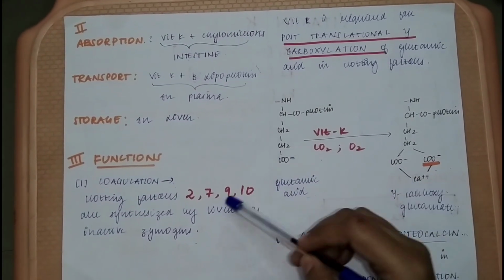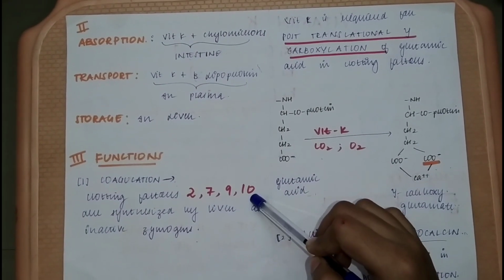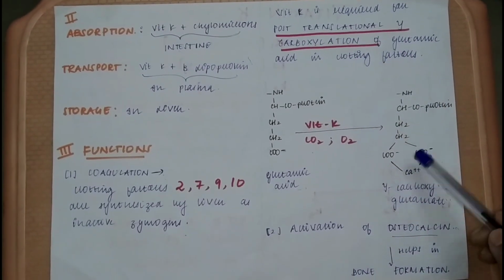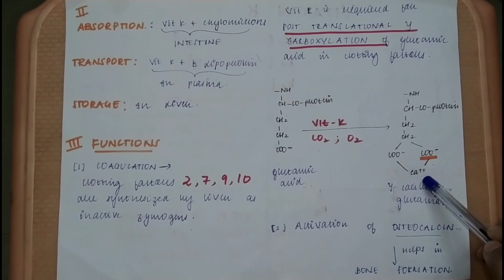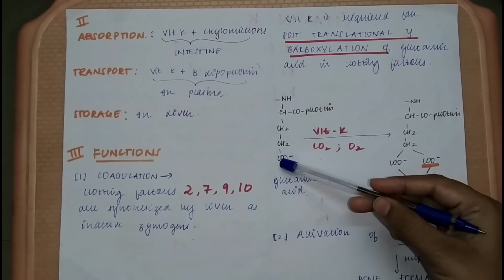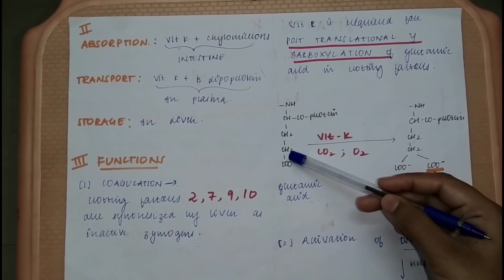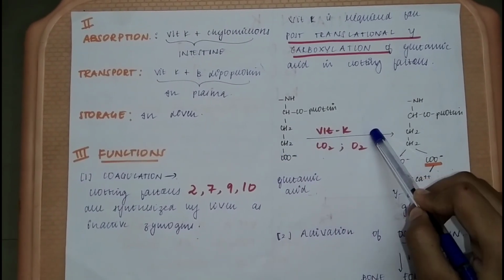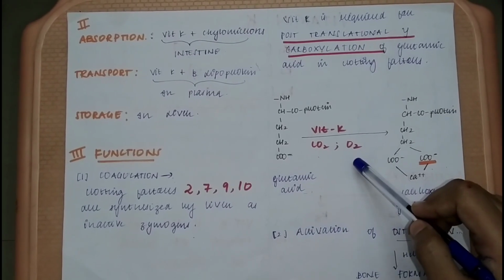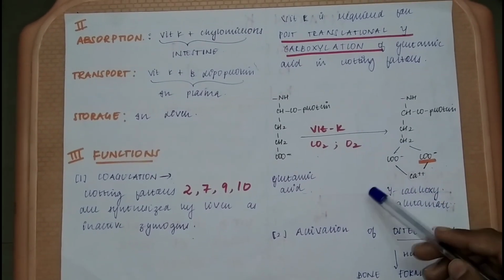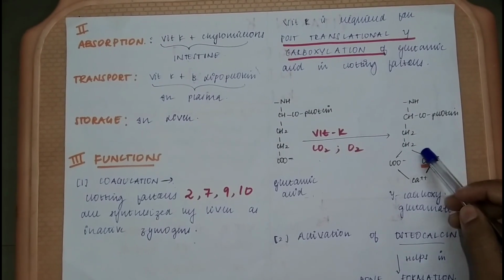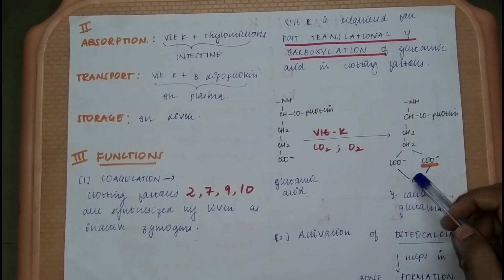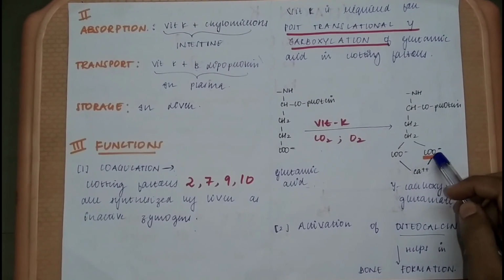Glutamic acid present in these clotting factors must undergo post-translational gamma carboxylation to form gamma carboxyglutamate. In simple words, glutamic acid here has only one negative charge. When it undergoes gamma carboxylation in presence of vitamin K, carbon dioxide and oxygen, it forms gamma carboxyglutamate. That is, we get an extra negative charge. With the help of two negative charges, calcium binds here and activates the clotting factors.